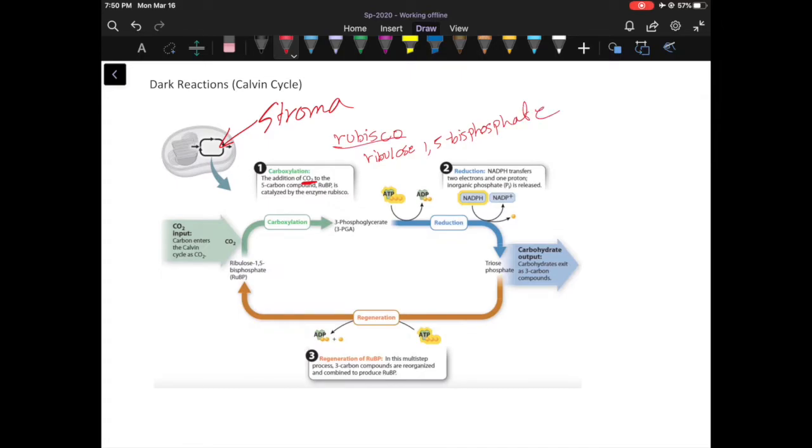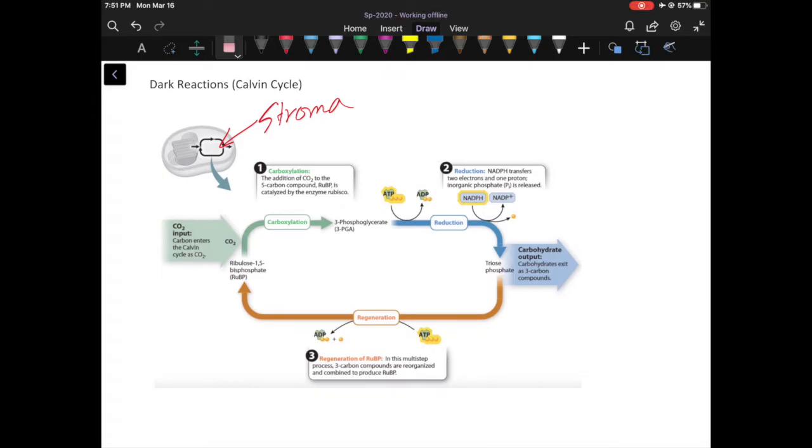So once the carbon dioxide and ribulose 1,5-bisphosphate get into the active site of rubisco, it forms a 6-carbon compound, which eventually will break down into a molecule known as 3-phosphoglycerate or 3-PGA. And since you're breaking down that 6-carbon molecule, you'll get 2 of these. All right, and basically that's what happens in our carboxylation part of the Calvin cycle.